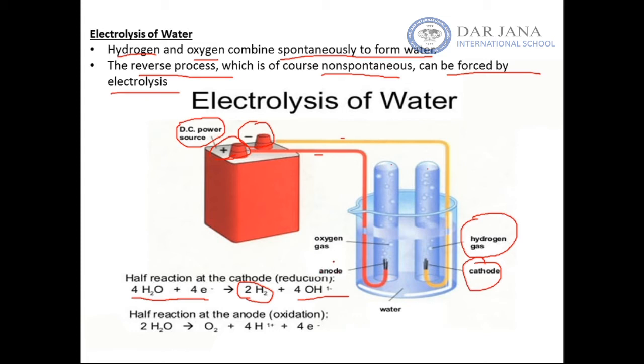At the anode, we have oxygen gas. So oxygen gas is collected at the anode. We have 2H2O, so this is an oxidation half reaction, and it gives oxygen O2 and 4H plus and 4 electrons. I will show you in the next slide how we can get the overall reaction or the net reaction.